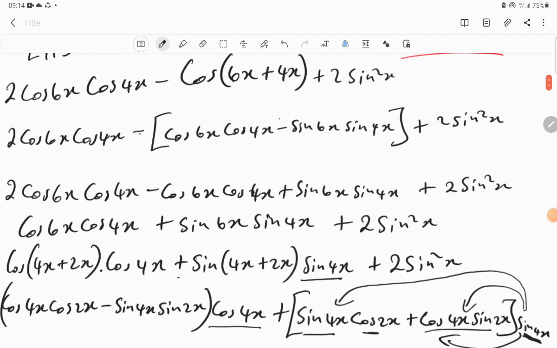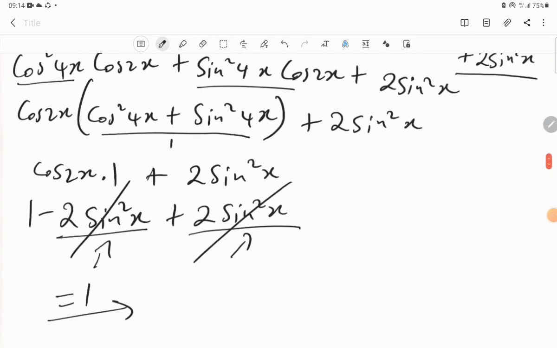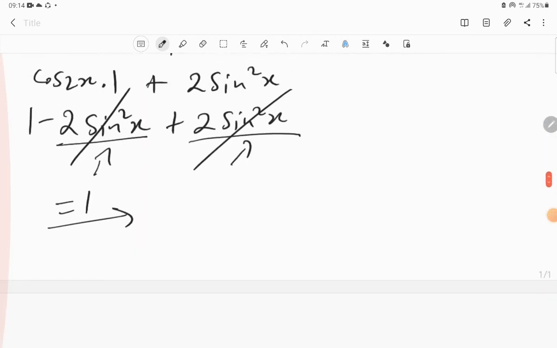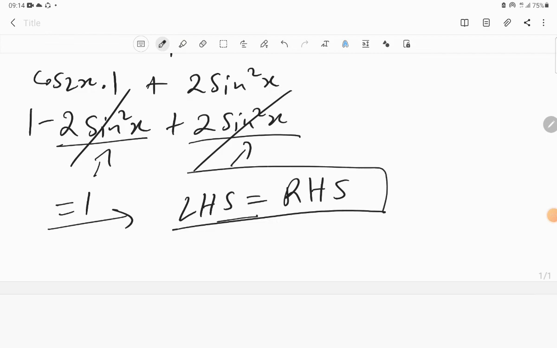Indeed, you have to prove that this whole side is equal to 1 over there. So which means the left hand side is indeed equal to the right hand side. So we are done with this proof of this identity.